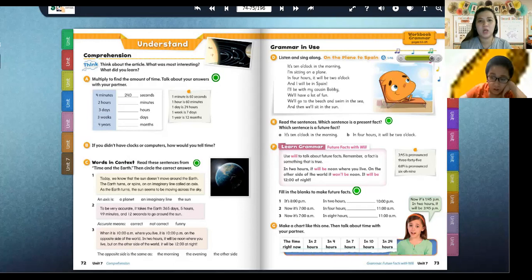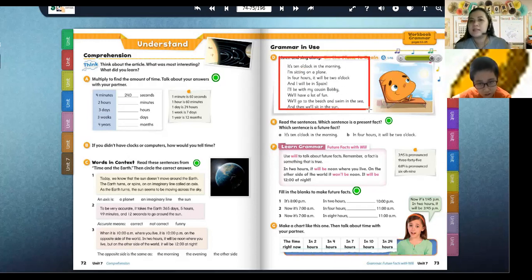All right, there you go. So as you can see, we have it here. 10 o'clock in the morning. Sitting on a plane. Which sentence is a present fact and which sentence is a future? You already know present and future. So in the song, which sentence is the present fact? Okay, so that's the present.